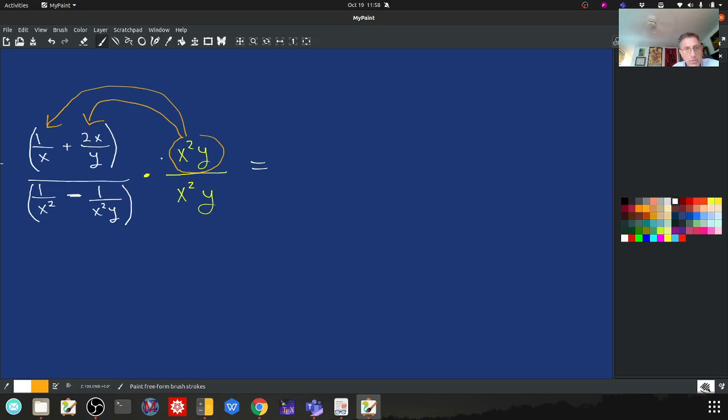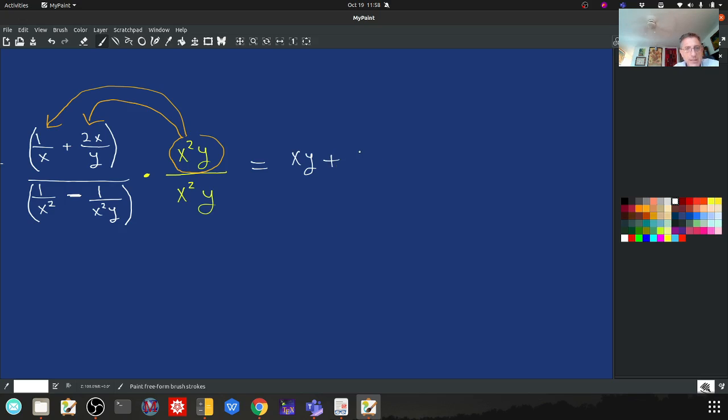So x squared y times 1 over x is the same as x squared y divided by x. So that leaves me an x times y. So this is literally clearing the denominators. At the end of this process, this sum right here that are fractions will become a sum with a denominator of 1. That means we don't even write it. We're clearing the denominators. So 2x divided by y times x squared y, where the y's cancel out.